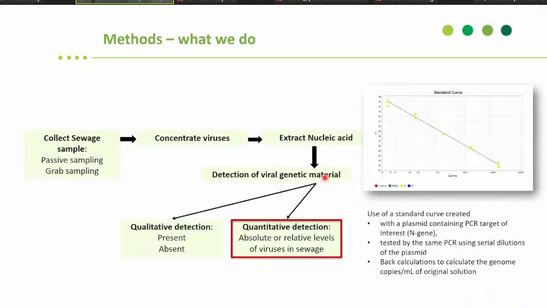So all this will end up in 2 results, which is the qualitative detection, whether the virus was present or not. And then we also do the quantification detection, where we construct a standard curve, and that standard curve has been made with a plasmid from the N gene of the SARS-CoV-2. And then we serially dilute that plasmid to be able to construct a standard curve whereby we can calculate the unknown samples for the amount of genome copies per mL in each sample of the SARS-CoV-2.